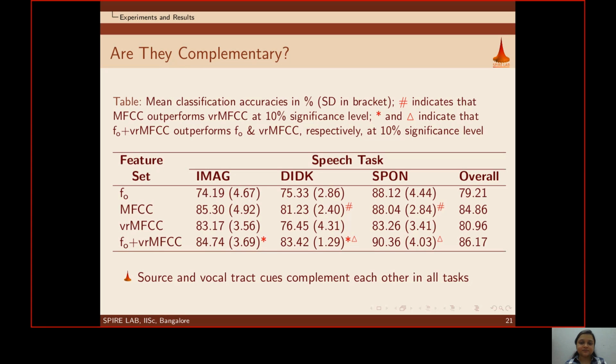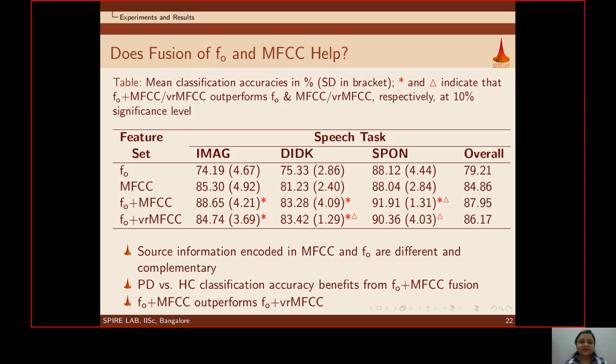in all speech tasks. The next question that readily arises is, MFCC has both source and vocal tract information, so what is the effect if we fuse F0 with MFCC? If you look at the third row of this table, which shows this fusion performance, you can see that it outperforms both the individual features. This indicates that the source information encoded in MFCC is different from that encoded in F0, and both these types of source cues complement each other. Also, the last two rows suggest that F0 plus MFCC outperforms F0 plus VRMFCC.